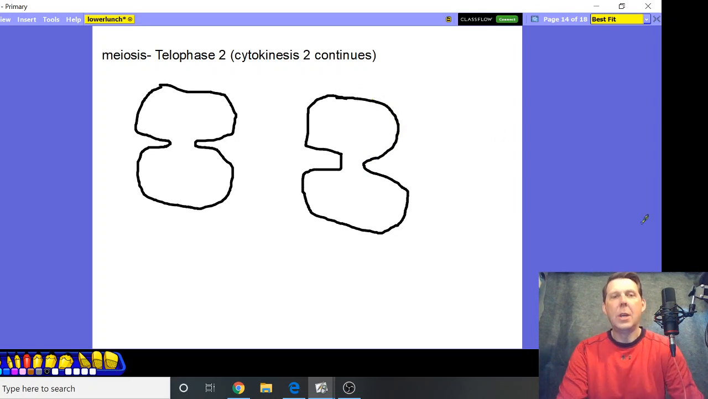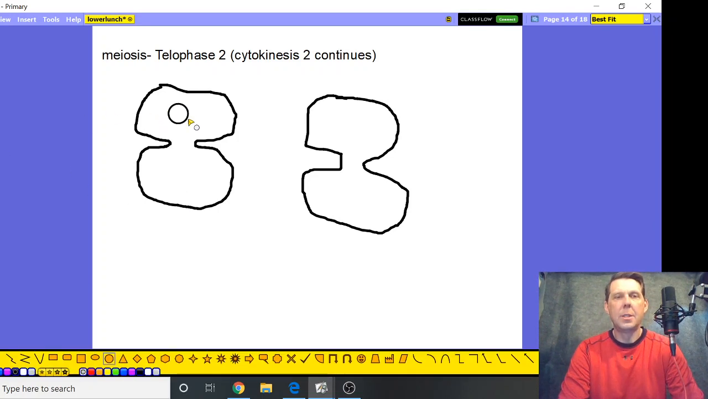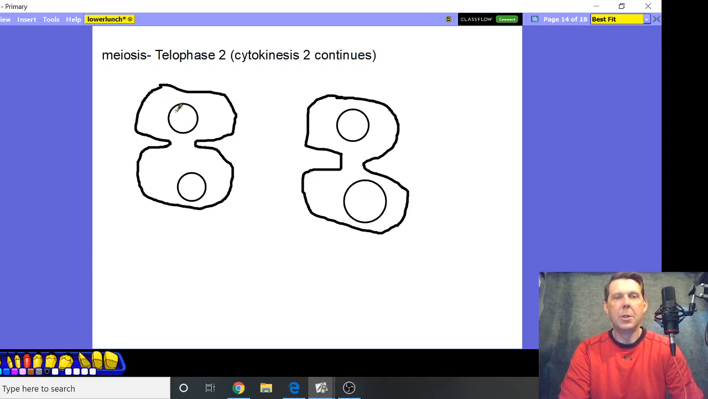Okay. Cytokinesis 2. We should have a cell membrane returning on each, because we want to trap those chromosomes in there so they don't get away. And they all should be shaped like that. I can't fit that many. But we know there's going to be 23 in each one.